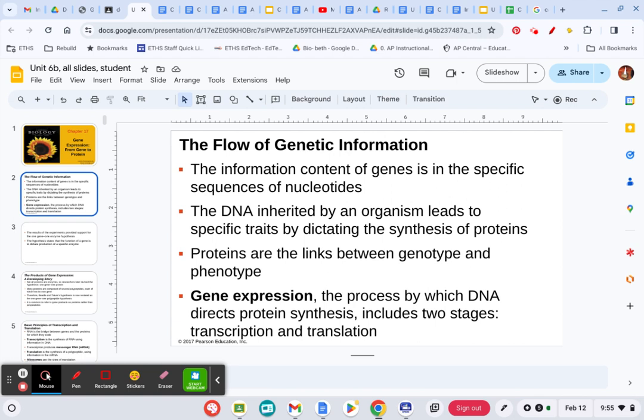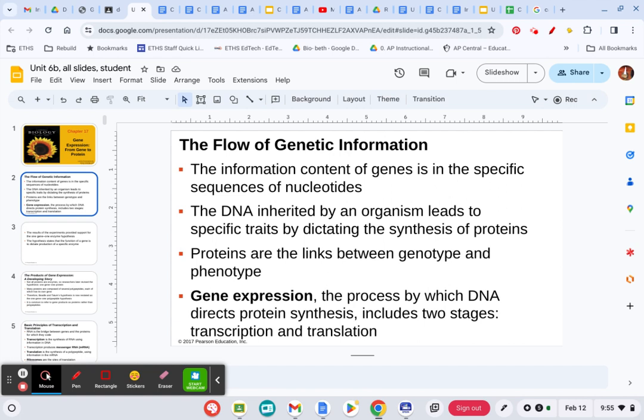The DNA that is inherited will lead to specific traits that are dictated by the synthesis of proteins. Proteins are the links between genotypes and phenotypes. So you have a particular genotype, that's a particular code, that's a particular recipe. And how we turn it into a phenotype is what gene expression is. So we're going to take that DNA and turn it into a protein, and that protein will then be our phenotype. That will be your skin color, or your eye color, or your resistance to certain diseases, or your lactose intolerance.